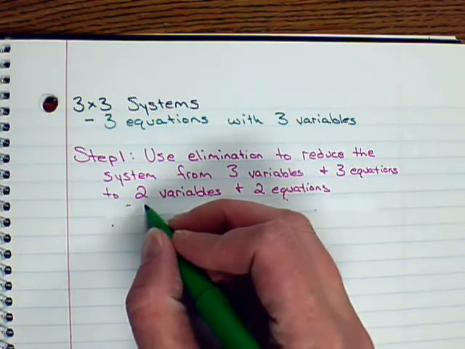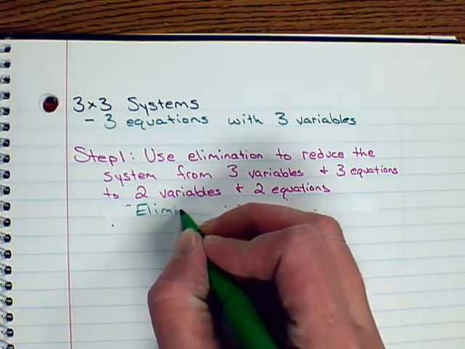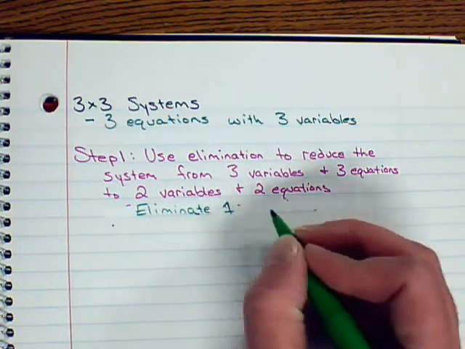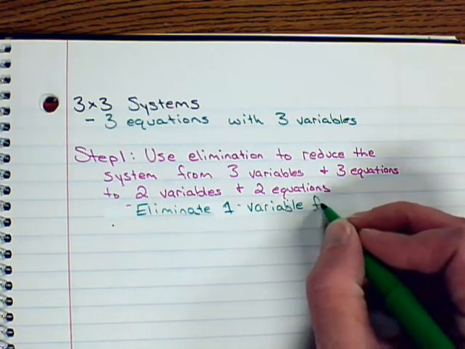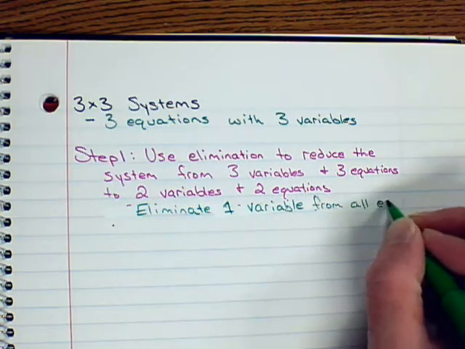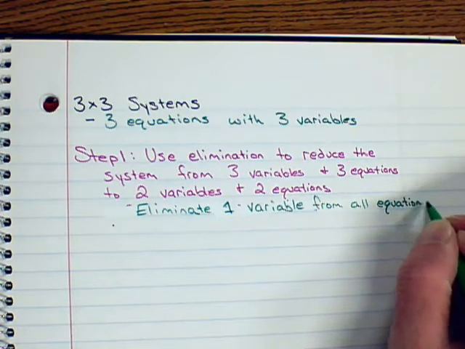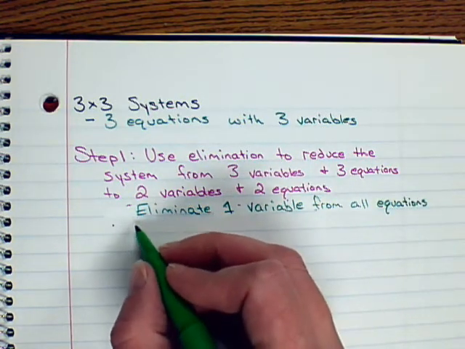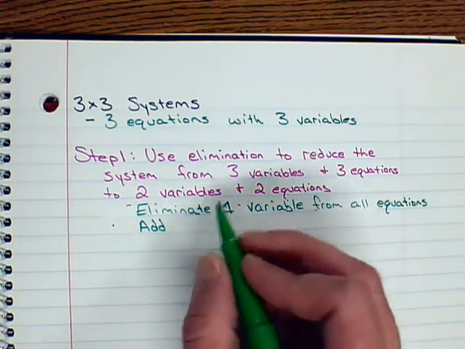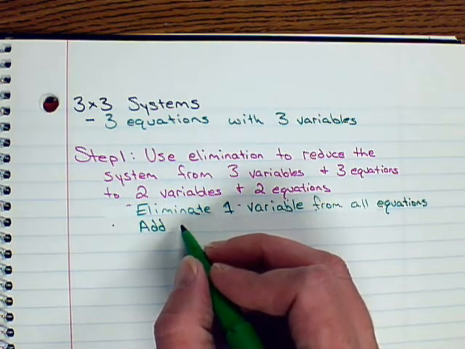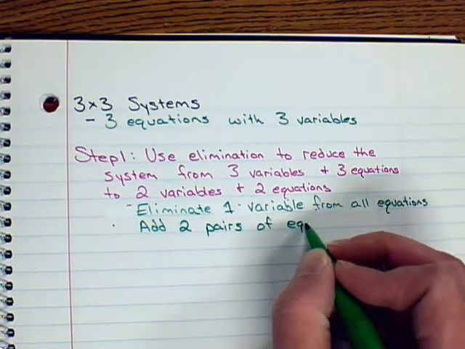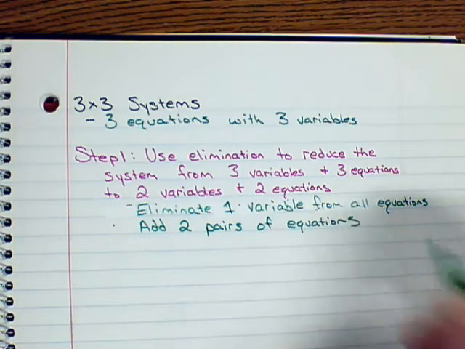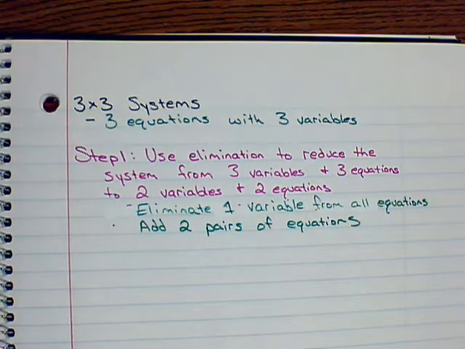So we need to eliminate 1 variable from all equations. Now there's a simple procedure to do that. What we're going to do is use elimination, so we need to add 2 pairs of equations. Since we have 3 equations, we need to add 2 at a time, so that means we're going to do it twice. Let me show you what I mean. It'll be easier when you see it.